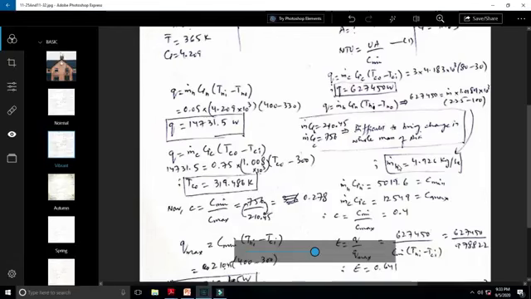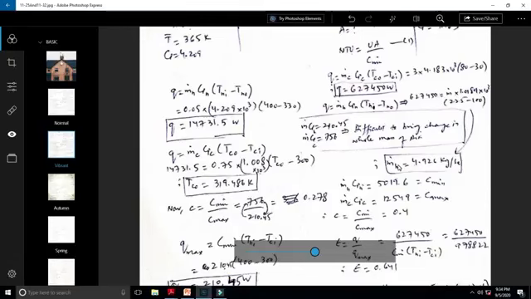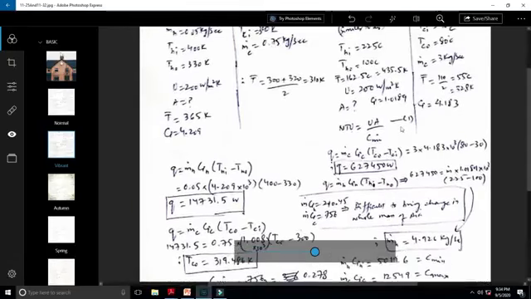So eventually we will be able to get the mass flow rate of the hot fluid, these hot exhaust gases, as 4.9 kilograms per second. Then, if we go further, now we need to find out NTU and Cmin.